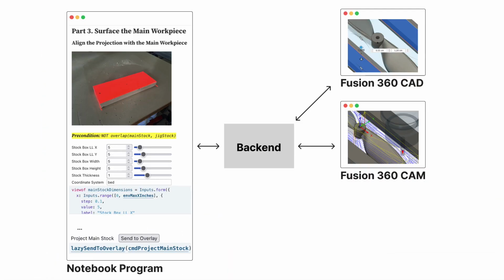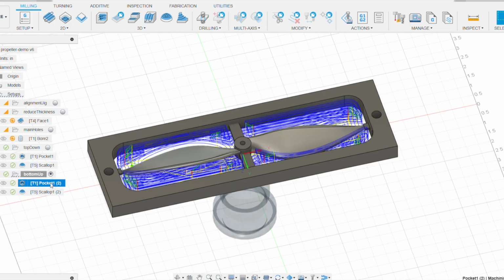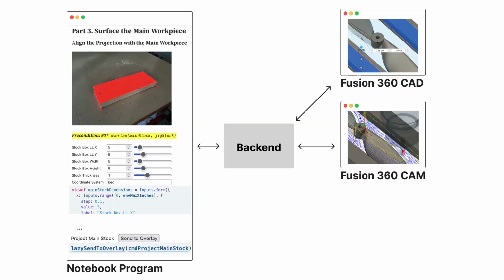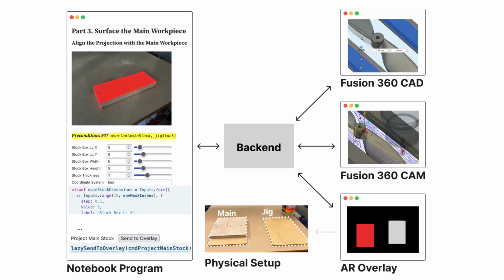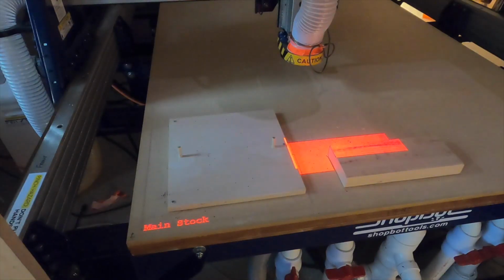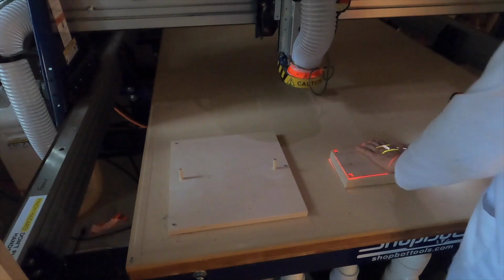The notebook communicates with conventional CAD and CAM software to generate machine tool paths as specified in notebook code. To account for physical contingencies, the notebook uses an augmented reality overlay which guides the fabricator in adjusting the physical setup to match digital preconditions in every step of the workflow.